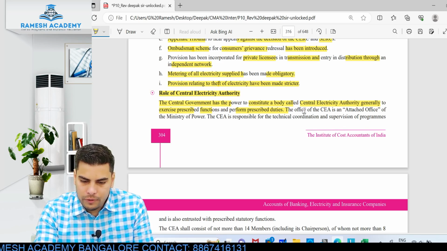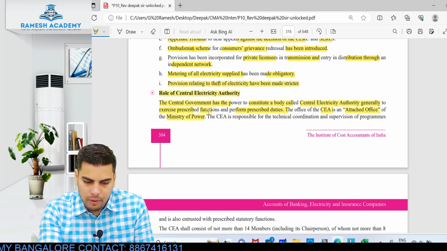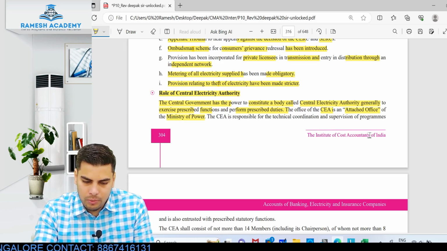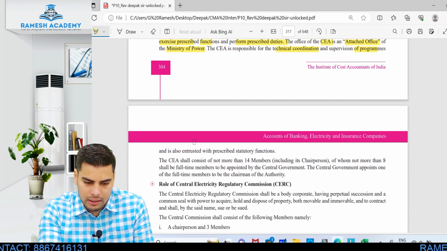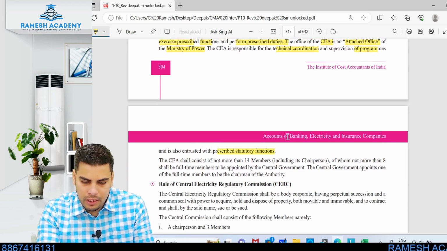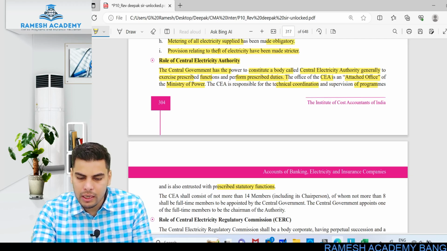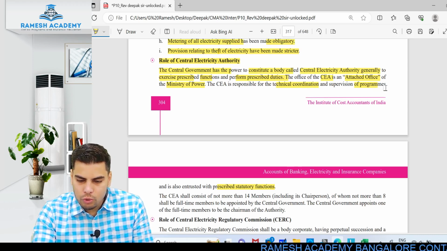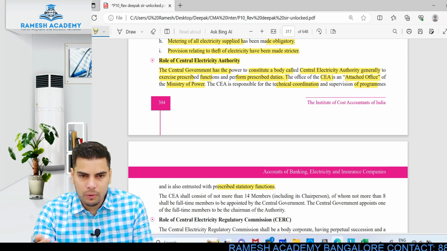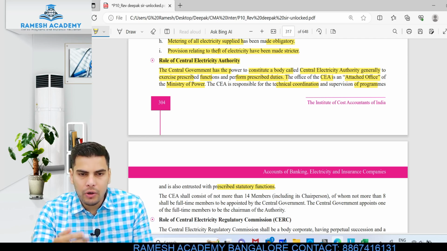The office of Central Electricity Authority is an attached office of the Ministry of Power. The Central Electricity Authority is responsible for the technical coordination and supervision of the programs, and is also entrusted with prescribed statutory functions. So this would be the regulatory authority. What will it be responsible for? For technical coordination and supervision of the programs. Whatever programs and provisions have been initiated, the Central Electricity Authority should make sure that all of them are carried on in a smooth manner.